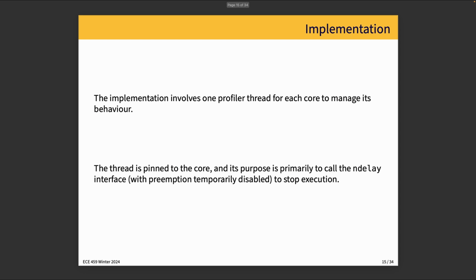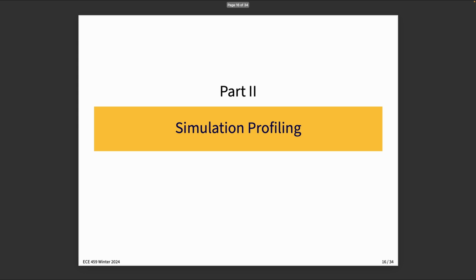The implementation here involves a profiler thread for each core to manage its behavior. The thread is pinned on that core. You might have heard about like soft and hard affinity more than once, and its purpose is primarily to call the end delay interface with preemption temporarily disabled to stop execution briefly on that specific core for a given period of time. This extension does allow this SCAUS profiler to do more, but does require running within the kernel, which implies certain limitations about how you can apply it. That's kind of an interesting trade-off, right? Because we don't always control the system that we are running on, which causes the occasional headache.